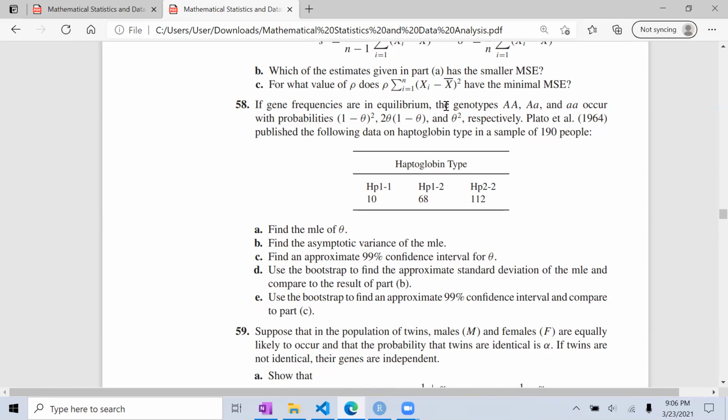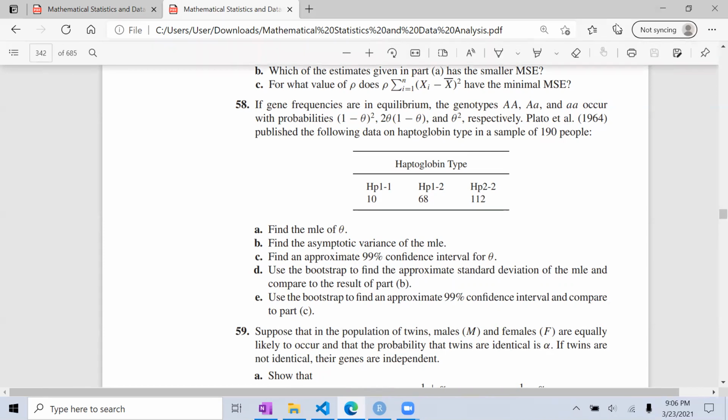Now the question is, how different is it from the actual theta you saw? The estimated theta you saw is based on a sample of 190. So you can imagine that if I want to find, for instance, HP11, I would take 10 divided by 190. Then HP12 would take 68 divided by 190. And then HP22 would take, for instance, 112 divided by 190. And that's basically how it works.